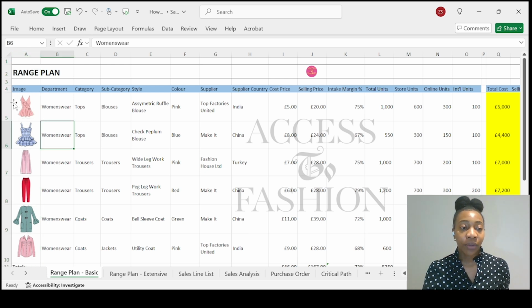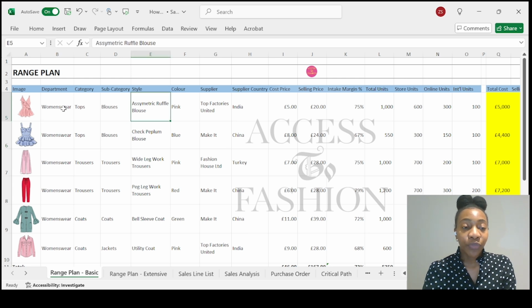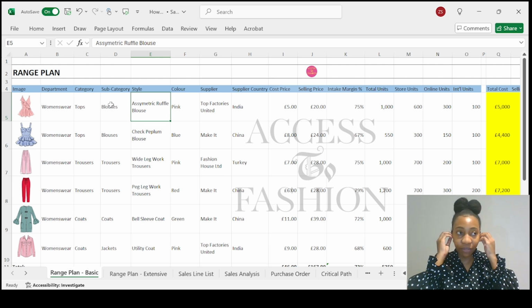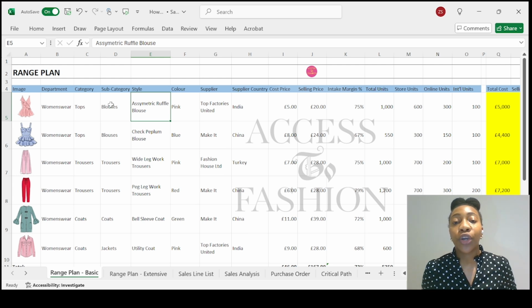Let's say we've got here the asymmetric ruffle blouse. We know which department it belongs to, which category it's in, and subcategory. This is pretty standard for each style. You would have a department, category, and subcategory. It would go into a lot more detail if you were to have an extensive range plan, because we need to know where everything sits and lies.